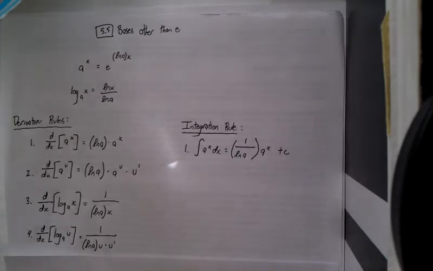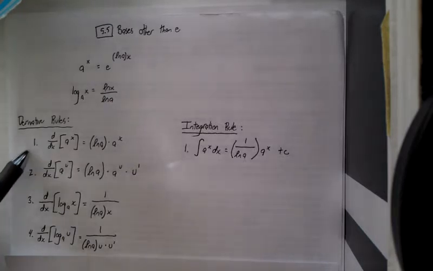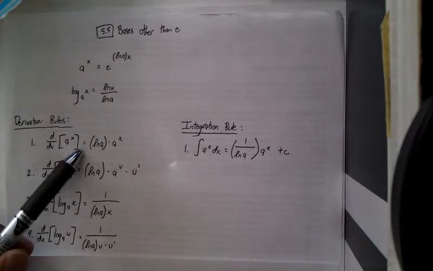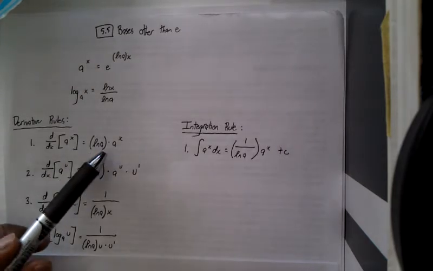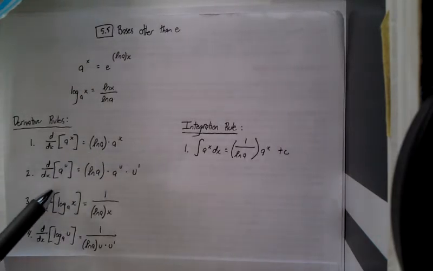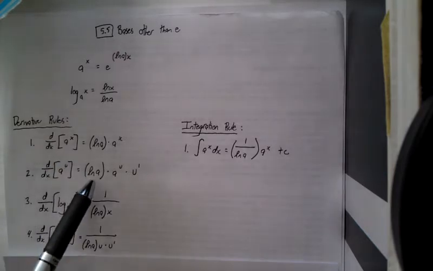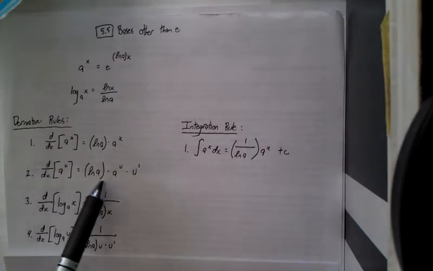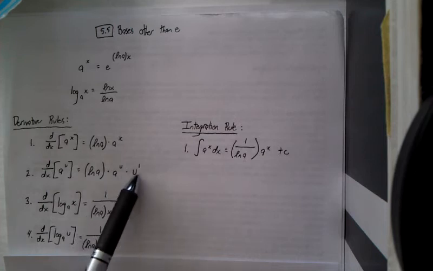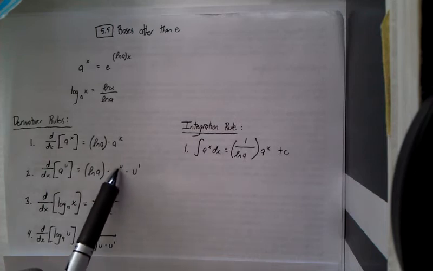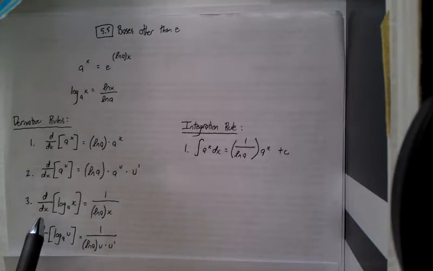So in this case, a is going to represent a constant, so just a number, like 5 or 6, 7. The first rule is that the derivative of a to the x equals the natural log of a times a to the x. Second rule, derivative of a to the u is equal to the natural log of a times a to the u times u prime, so the derivative of that exponent factor.